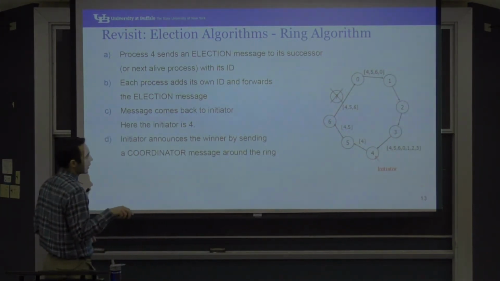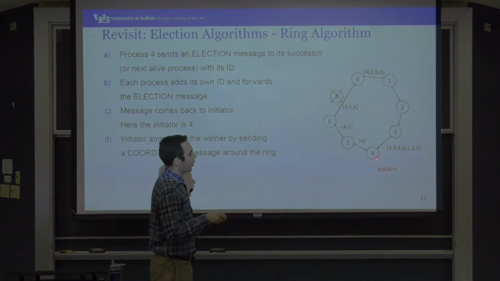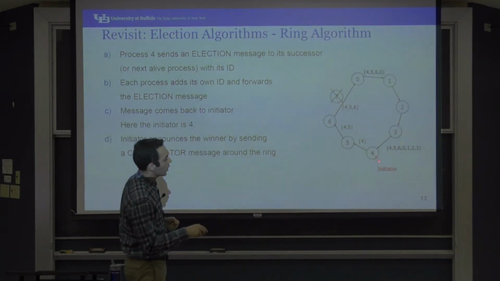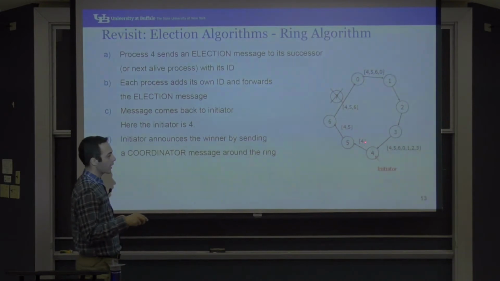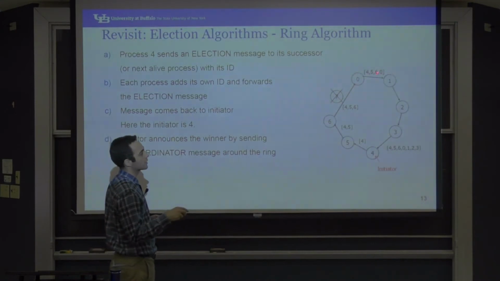But assuming that, in this case, let's say 4 now wants to initiate the election, so they start the election with a message that's just 4, and now 5 gets the message. It's not a complete message. 5 is not in it, so they keep adding themselves and sending the message. 6 receives this, adds itself and sends it to 0. 0 adds itself and sends it to 1.